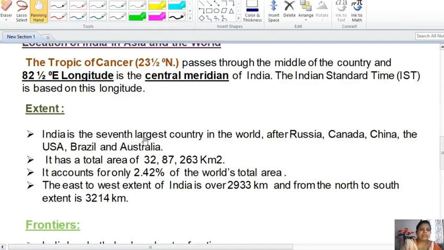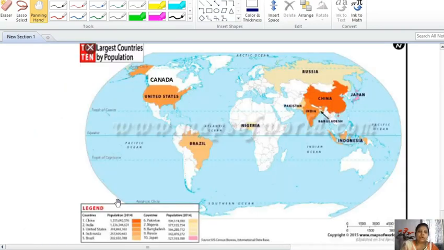India is the 7th largest country in the world after Russia, Canada, China, the USA, Brazil and Australia. Now I will show you the map of the world. In that, these are the 7 largest countries in the world. It was divided on the basis of their land area: India, China, Russia, Canada, United States, Brazil, Australia.